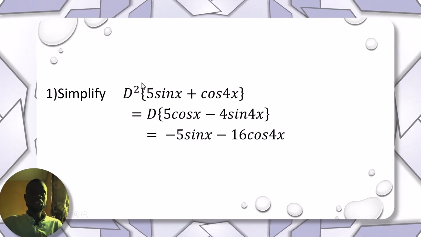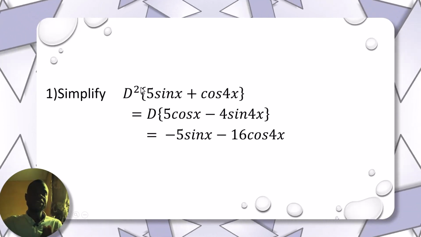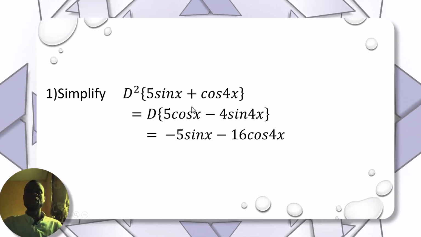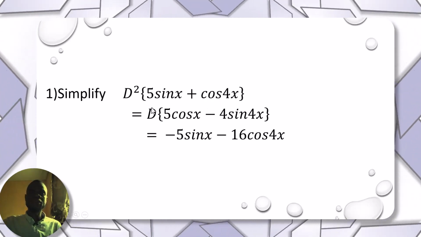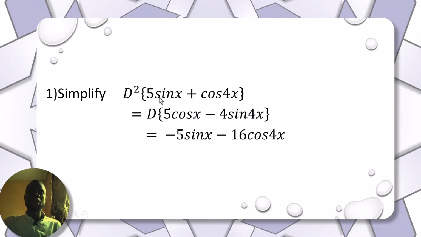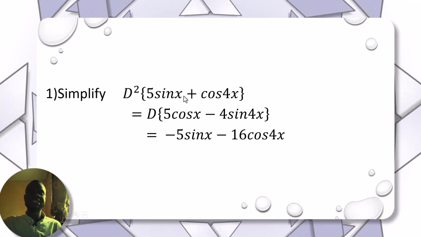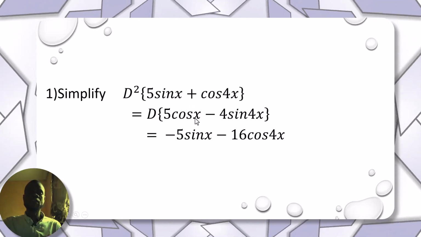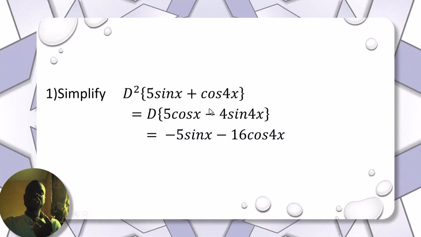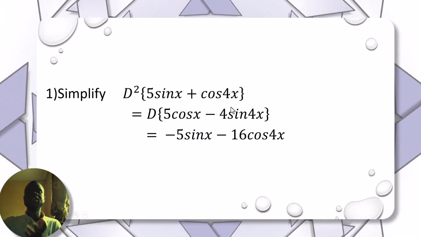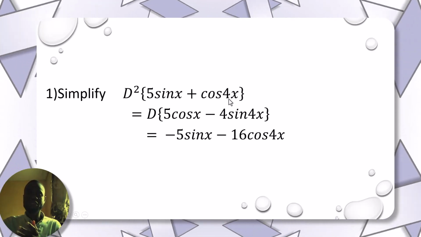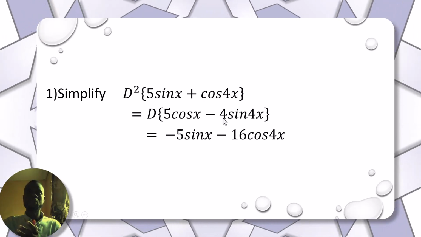I have this square also, which means second order differentiation. I have 5 sine x plus cos 4x. The first thing is that we have 2d. I can decide to break it down now, 1d, then 1d with this. So I will differentiate this: 5 sine x will give me 5 cos x. Then differentiating cos 4x will give me minus sine 4x. Then I will differentiate 4x, which will give me 4, so I will multiply this.